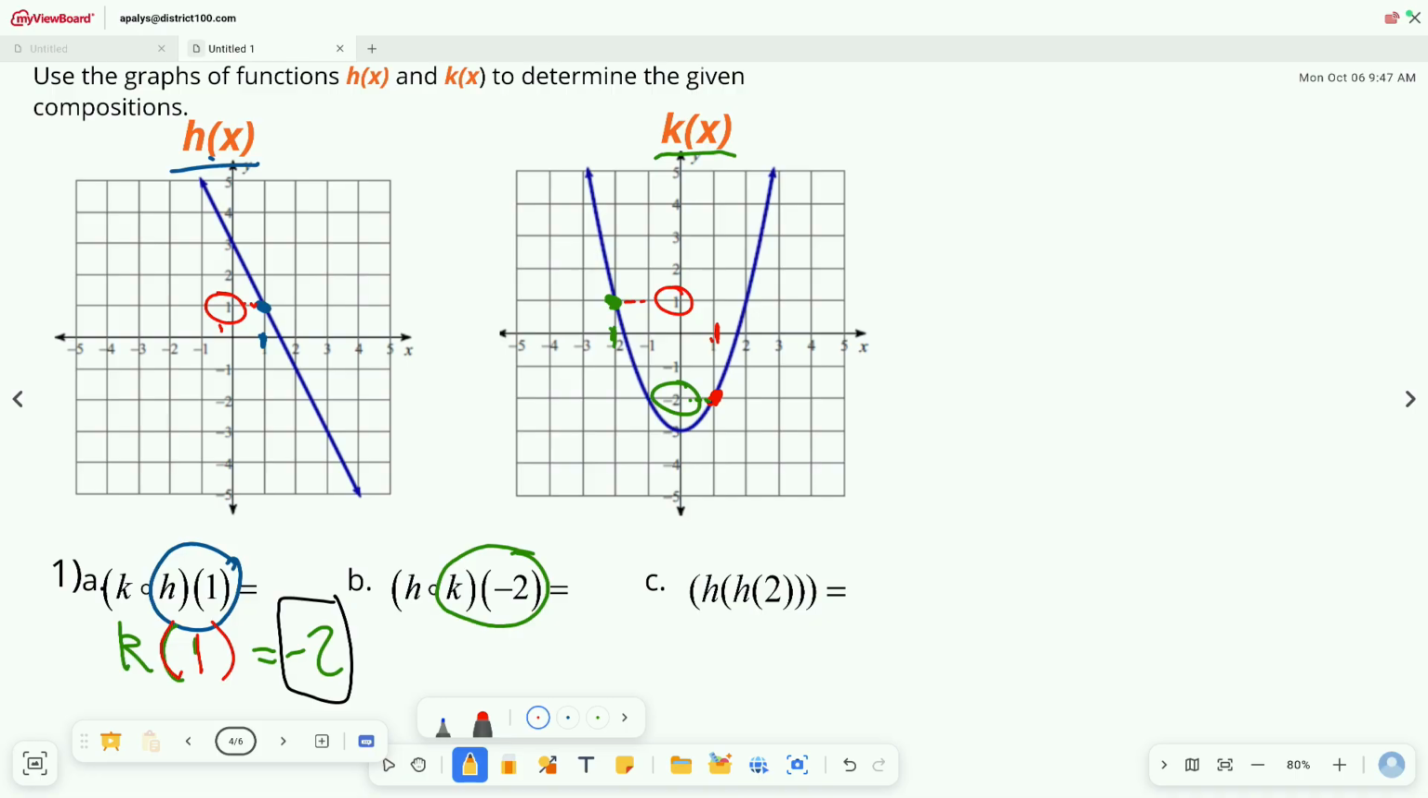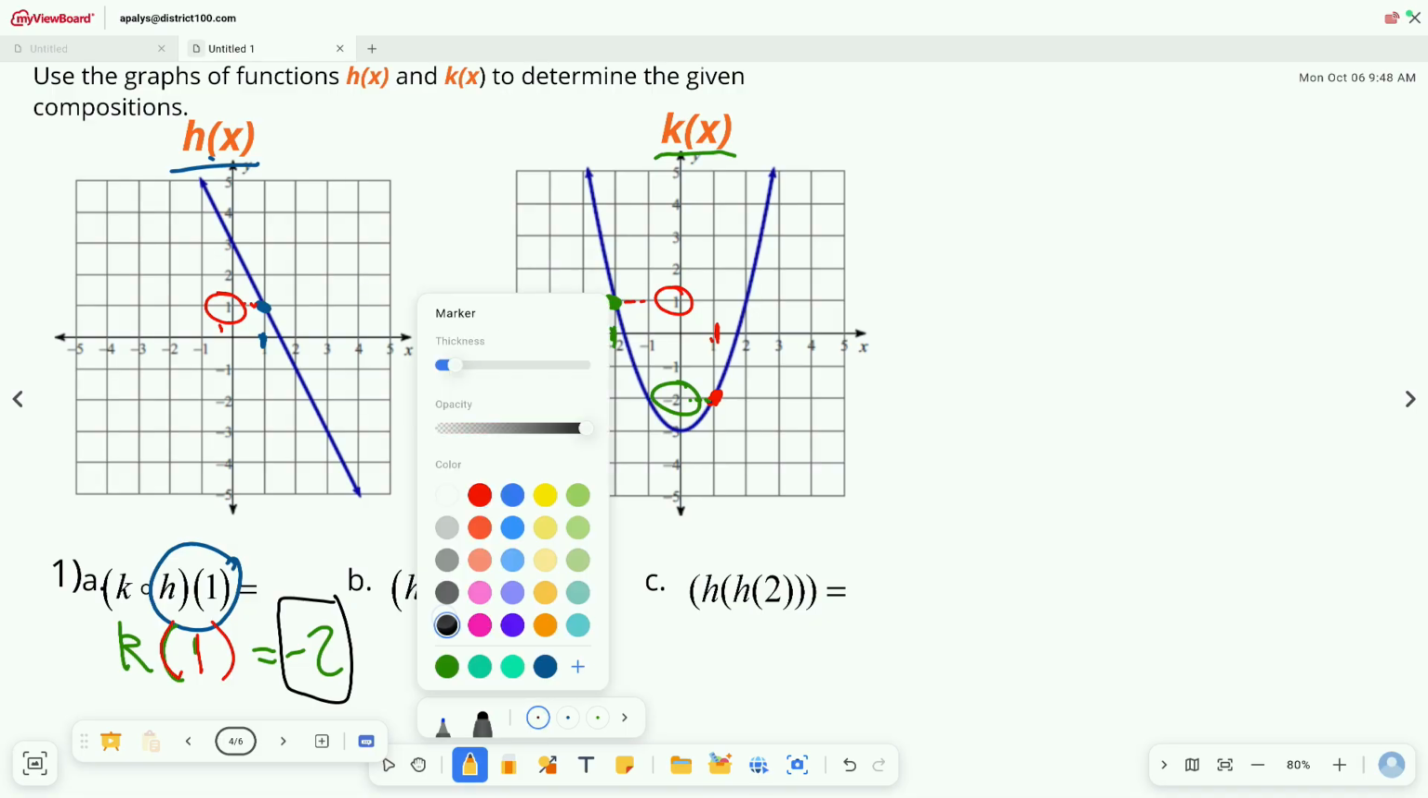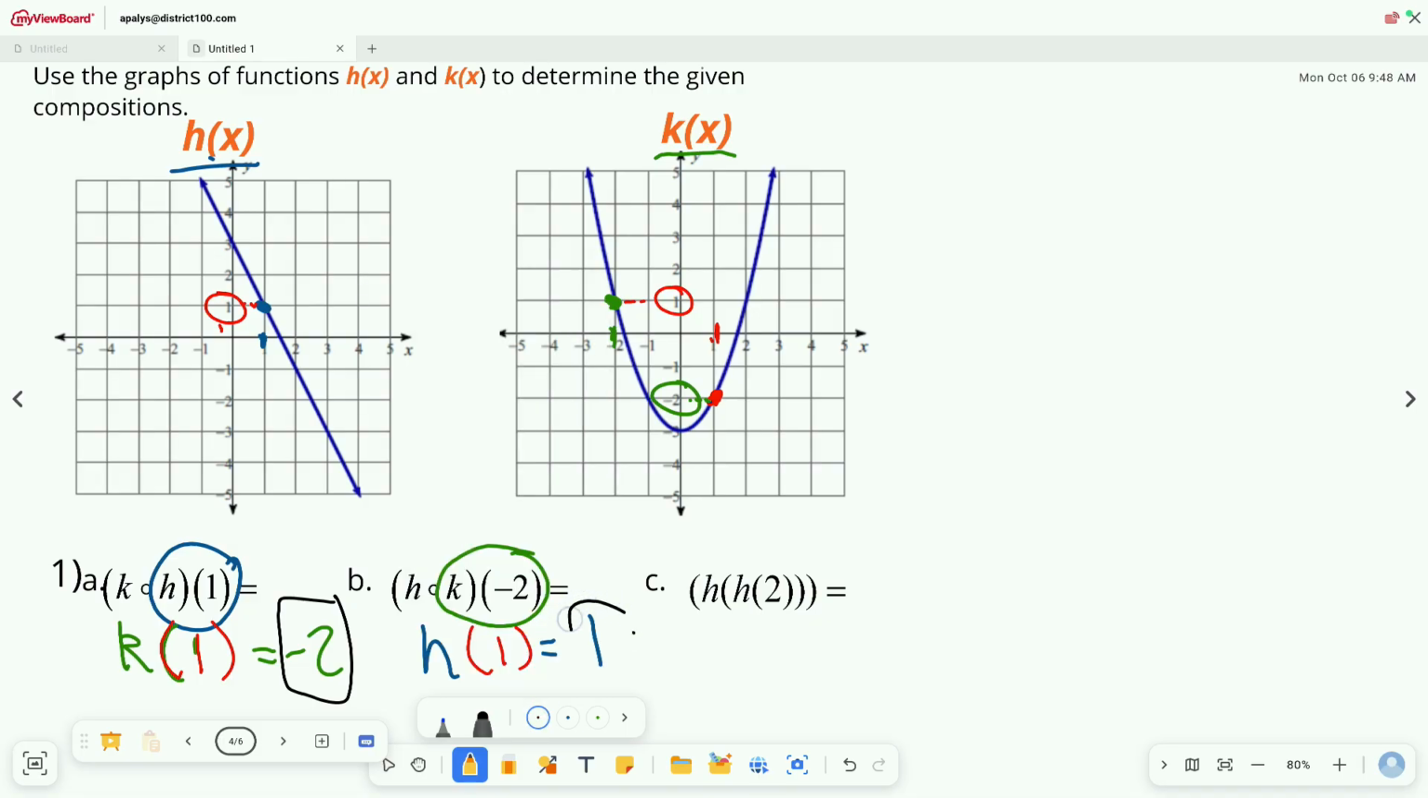So now we're finding the h of 1. We come over to the h graph. The h of 1, well, guess what? We just found that in the last problem. The h of 1 is 1. That's our answer.